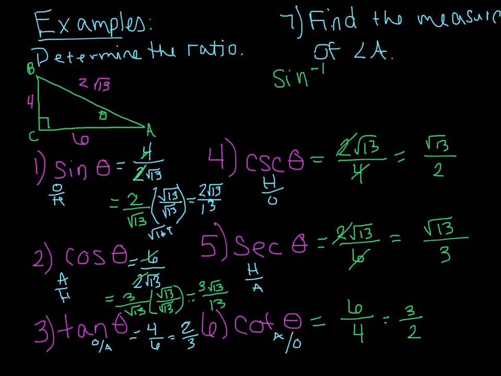So I have sine inverse of my ratio. So if I write in my ratio, I figured out my ratio to be for sine 2 square root of 13 over 13. So that's what I'm going to write in. So 2 square root of 13 divided by 13. And I want to type that into my calculator. And I'll show you a picture of it.